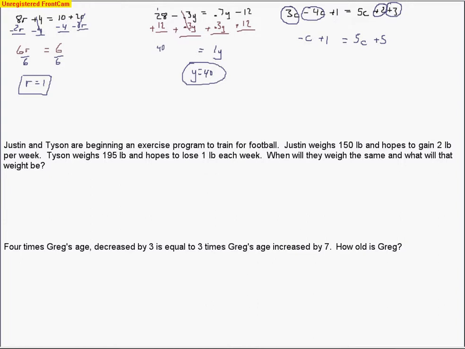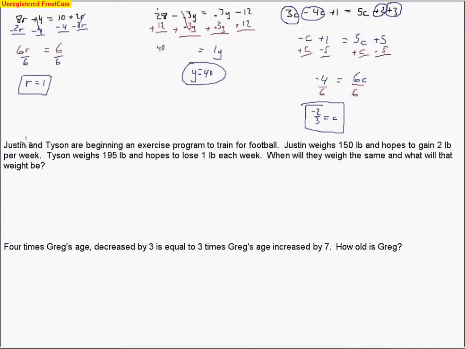From this point, I can do some opposite operations. I'm going to add the c to both sides. And over here, I'll subtract the 5 from both sides. So what's left over? When I subtract, I have more negatives than positives, so it's negative 4 equals 6c. So I'm going to divide by 6 and just reduce the fraction. So I'm left with a negative 2/3 when I reduce the fraction of negative 4/6.